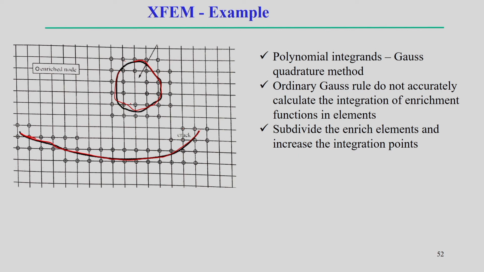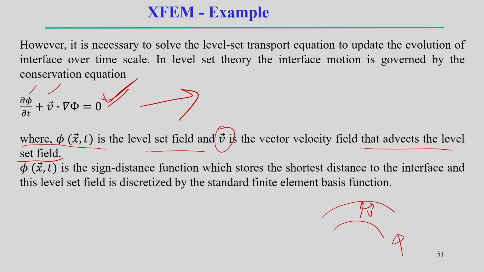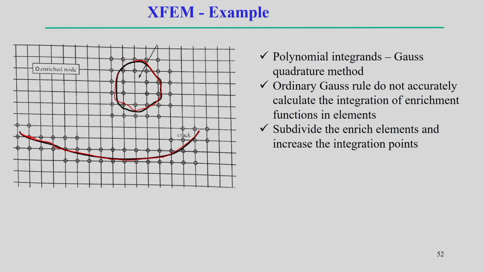To track the interface, it is also necessary to solve this particular equation in the finite element domain in the same way, such that we can track what the interface is. And there are a few issues. For polynomial integrands we can use the normal Gauss quadrature method in the classical finite element method and get the results, but the ordinary Gauss rule does not accurately calculate the integration of enriched functions. So when integrating the enriched function, the ordinary Gauss rule may not give an accurate result.